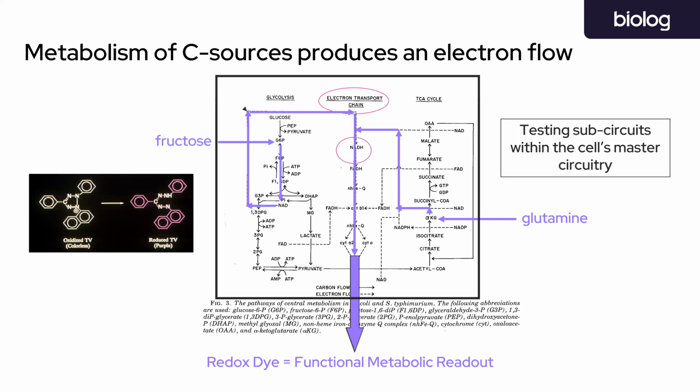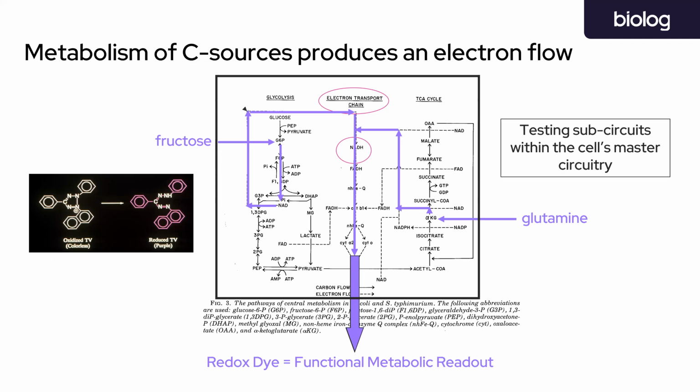On the other hand, you can feed a substrate like the sugar fructose, which gets metabolized through a different pathway. If the cell can utilize it, it'll enter the cell, get phosphorylated and converted into glucose 6-phosphate, and go through the glycolytic pathway, where again, NAD gets converted into NADH, feeding electrons to the electron transport chain and generating that functional metabolic purple readout.